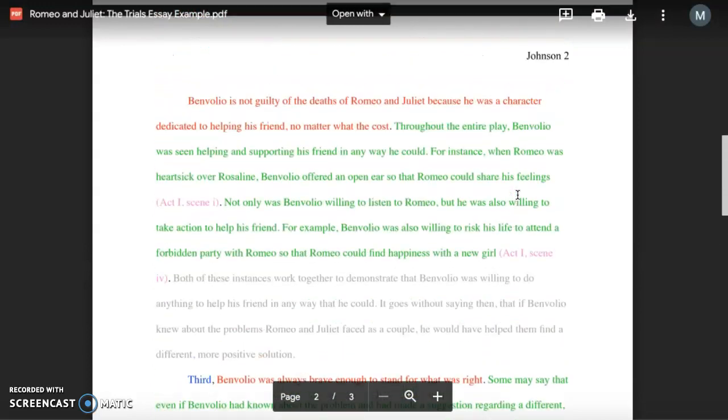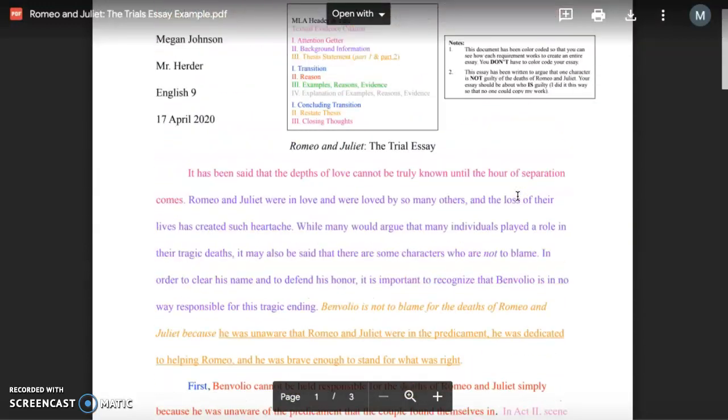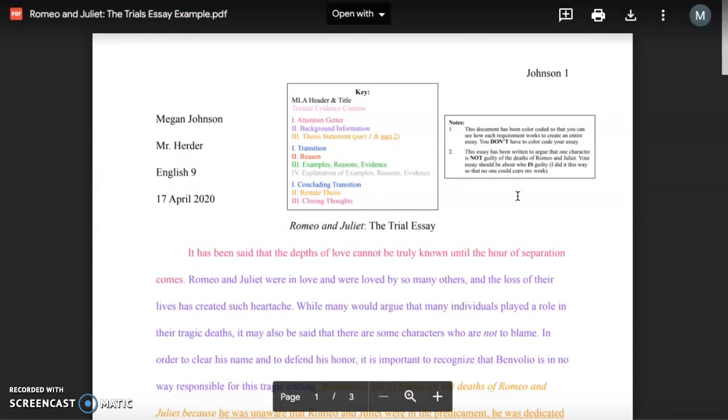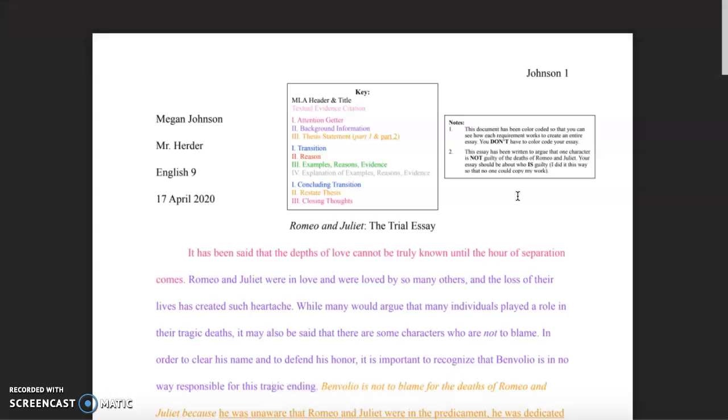So again, by the time you're done writing, your essay should look like this without the color coding.